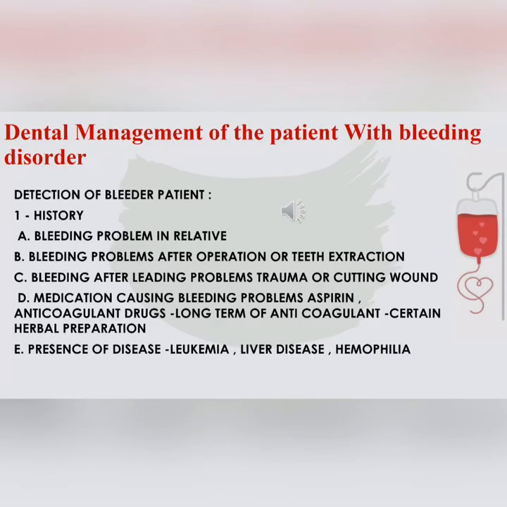First of all, we ask about the history: relatives, bleeding problems after operation or teeth extraction, whether the patient is taking certain medication like aspirin or anticoagulant drugs, or has a present disease like leukemia, liver disease, or hemophilia.